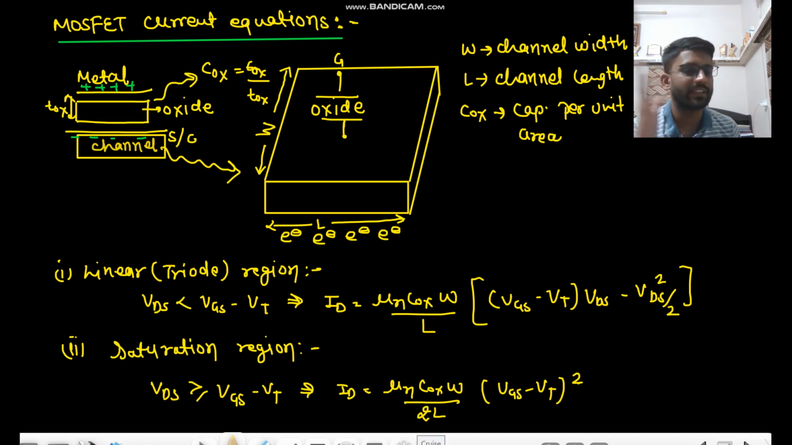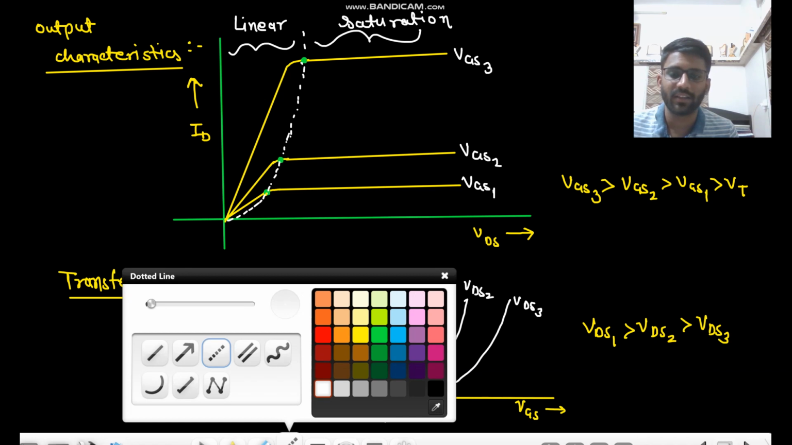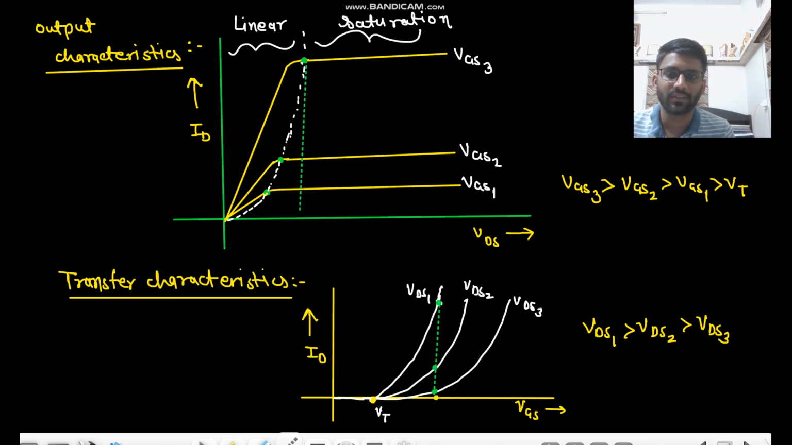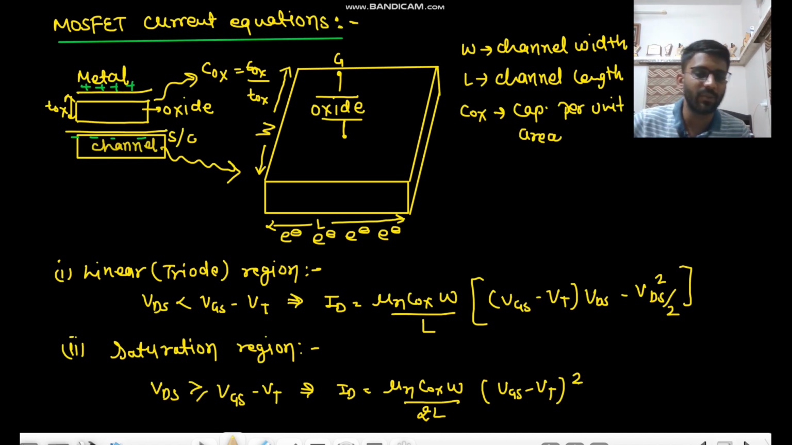What we are doing is that after saturation the current saturates, right? The current saturates here. So what is the voltage VDS here? VDS is VGS minus VT, right? I should write it here as well. And this is VGS minus VT. So in the linear region, if I put VDS equal to VGS minus VT, this will be VGS minus VT whole square, and it would be VGS minus VT whole square by 2. So this current will come, and after this VDS value, the current will be the same.